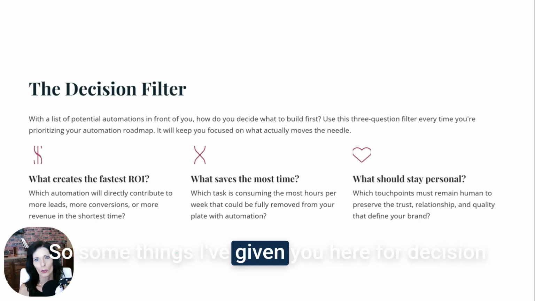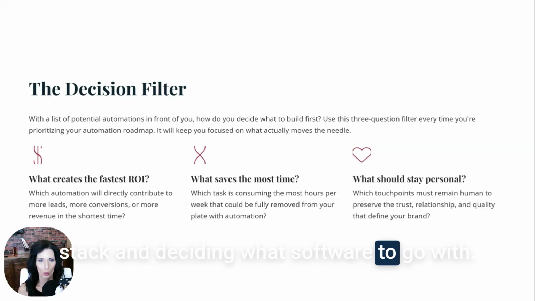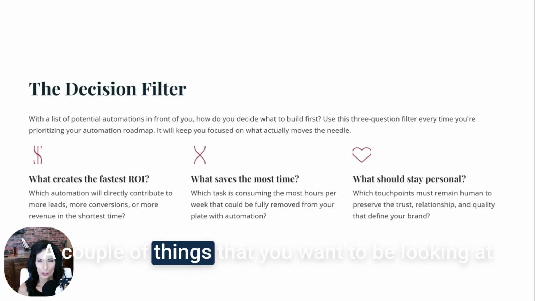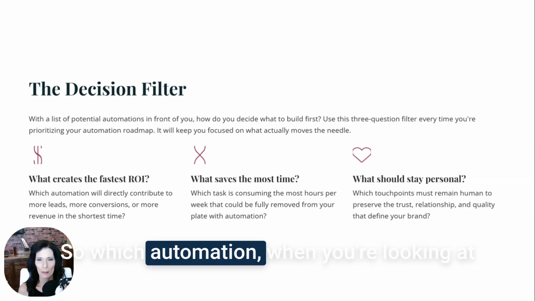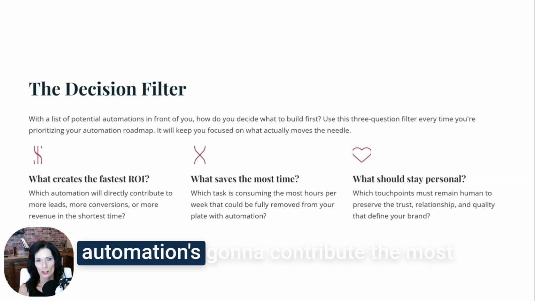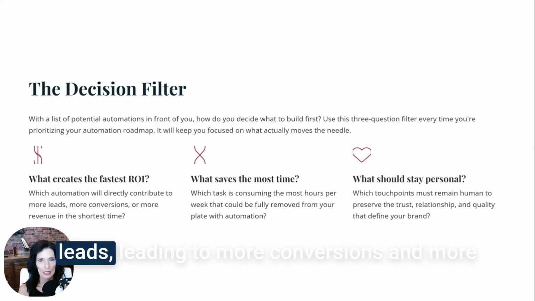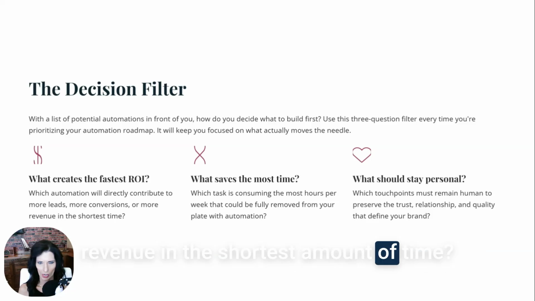So some things I've given you here are decision filters as you're looking at your automation stack and deciding what software to go with. A couple of things that you want to be looking at: what creates the fastest return on investment. So when you're looking at building that out, which automation is going to contribute the most leads, leading to more conversions and more revenue in the shortest amount of time.